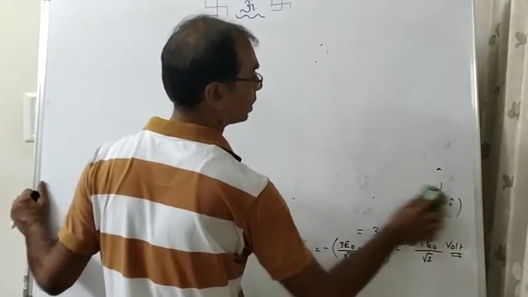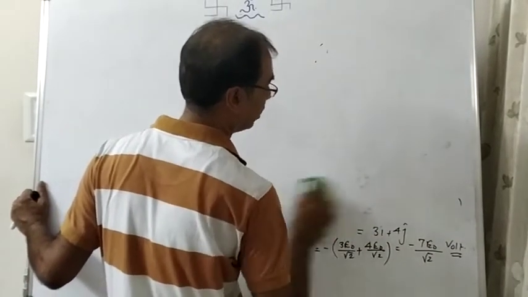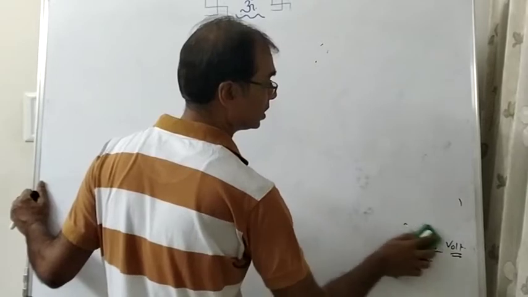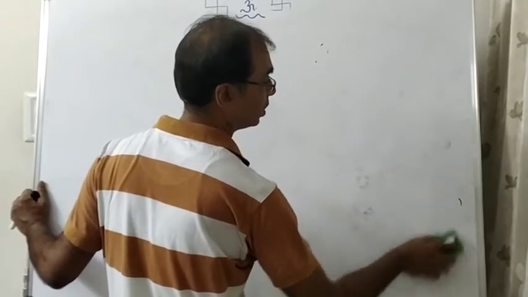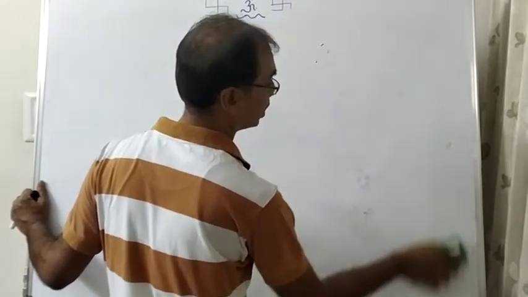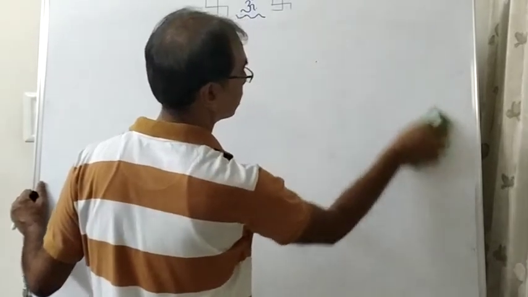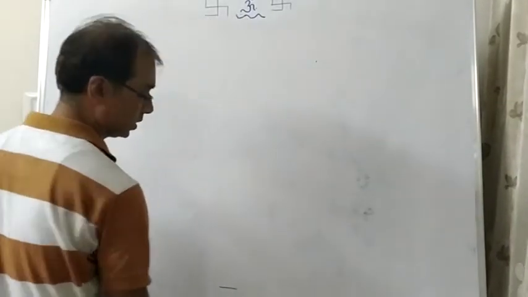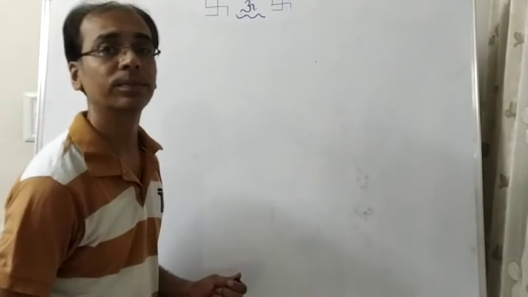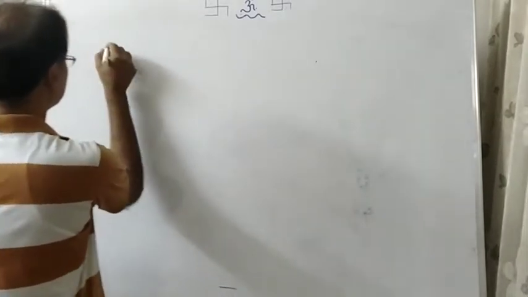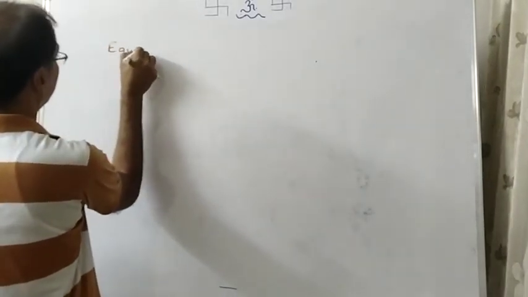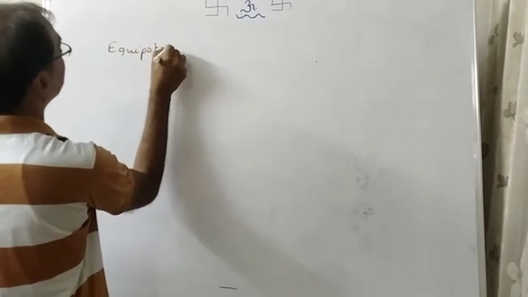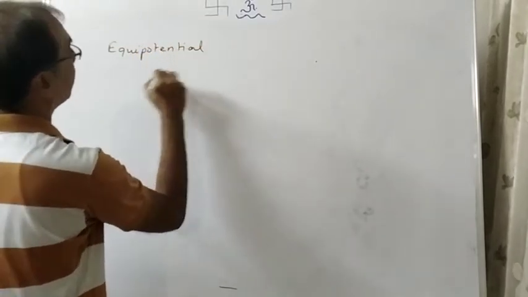Alright, what is an equipotential surface? What is the name suggesting? The name is suggesting that those surfaces which are at equipotential, that means the same potential, are called equipotential surfaces. What is an equipotential surface? A surface on which the electrostatic potential is the same.